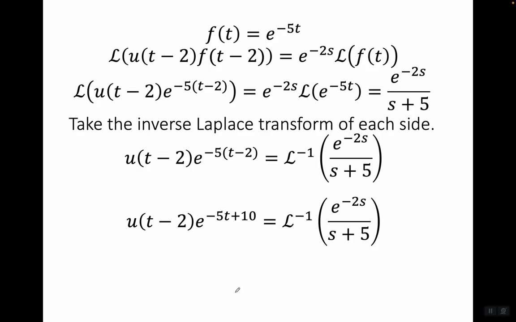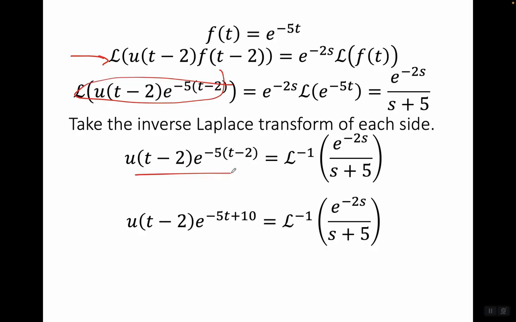Plug that into the formula above. In other words, plug it into this formula. And here's what we end up with. Laplace transform of u of t minus 2, e to the negative 5, t minus 2, because we're not evaluating just f of t, we're evaluating f of t minus 2, equals e to the negative 2s times Laplace transform of e to the negative 5t. That is, in other words, e to the negative 2s over s plus 5. And now, we're just going to take the inverse Laplace transform of each side. This is awesome, because that's the Laplace transform of stuff. So the inverse Laplace transform of that is just going to be stuff, okay?